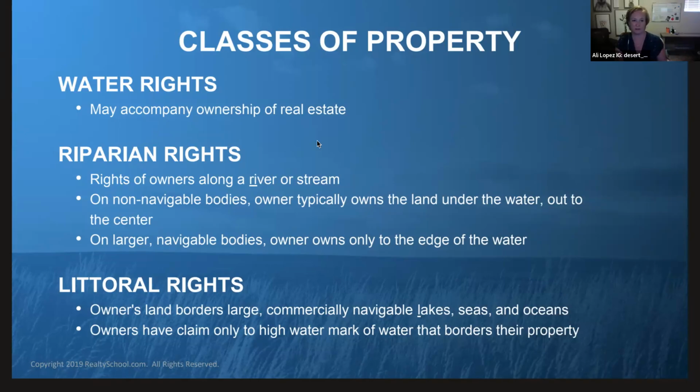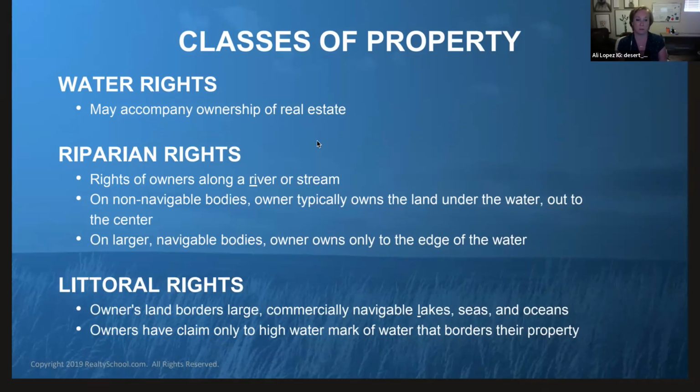There's water rights. They may accompany ownership of the real estate. You could be buying a lakefront property, or an example I would say would be along the Virgin River up here in northern Nevada. You may have some rights to use that water, divert that water, but you'll find that out in the title chain.